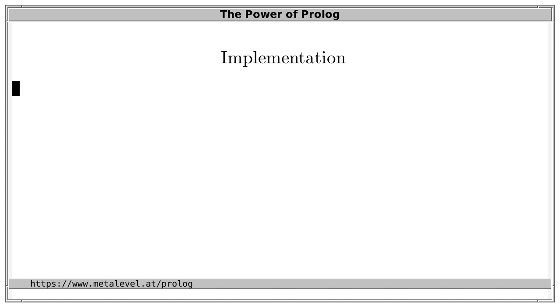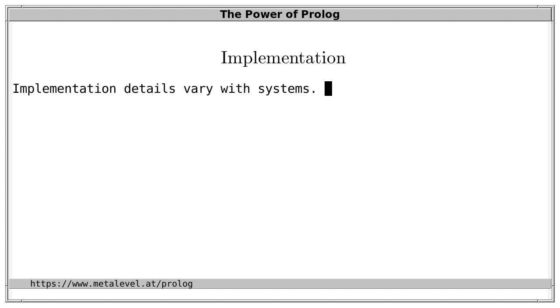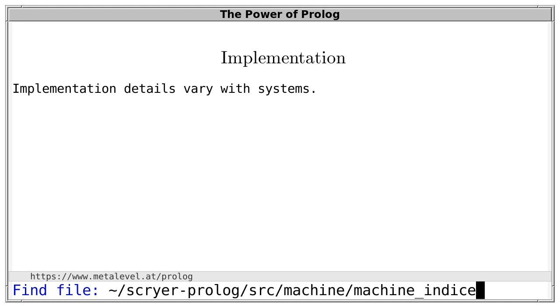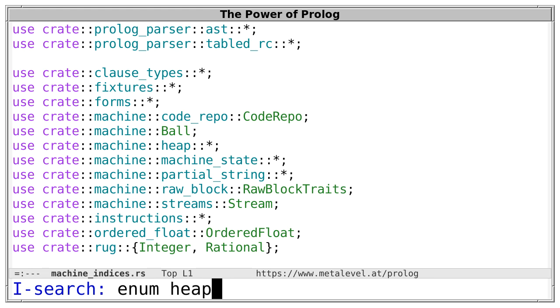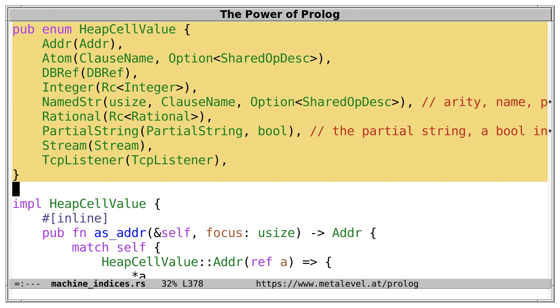And of course, the internal implementation of these features depends completely on the Prolog system. For example, in Scryer Prolog, the abstract machine is implemented in Rust. And if we look, for example, at the definition of heap cell value, then we see that this is currently a Rust enum type. And a heap cell can either be an address, an atom, or for example, a partial string and so on. And if someone is interested in performance, then they will certainly try to find a way to implement this more efficiently, so that a heap cell takes less memory in future versions of Scryer Prolog.